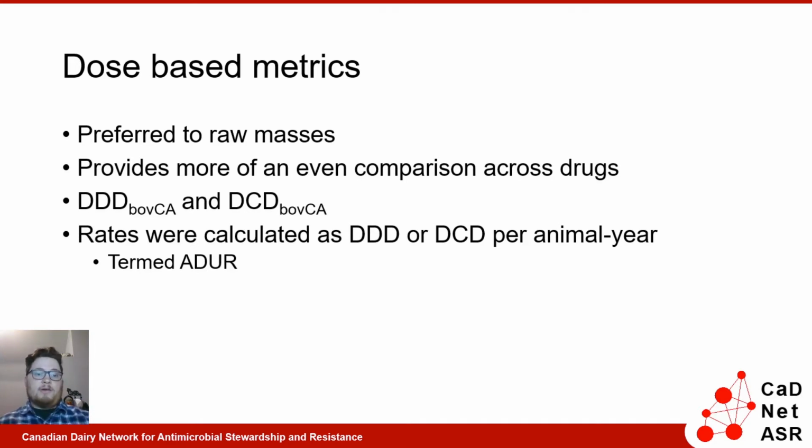The BOVCA subscript is in reference to a paper by Alain Aldet at l'Université de Montréal that was developing these conversion factors specifically for dealing with antimicrobials in cattle in Canada. These exist for all of the antimicrobials approved for use in cattle in Canada. Using these dose-based metrics allows for even comparison between drugs, but we also want to have an even comparison between farms. These are standardized into rates that we call an ADUR, or antimicrobial drug usage rate, and these are expressed per animal year. We do them for both daily doses and course doses.